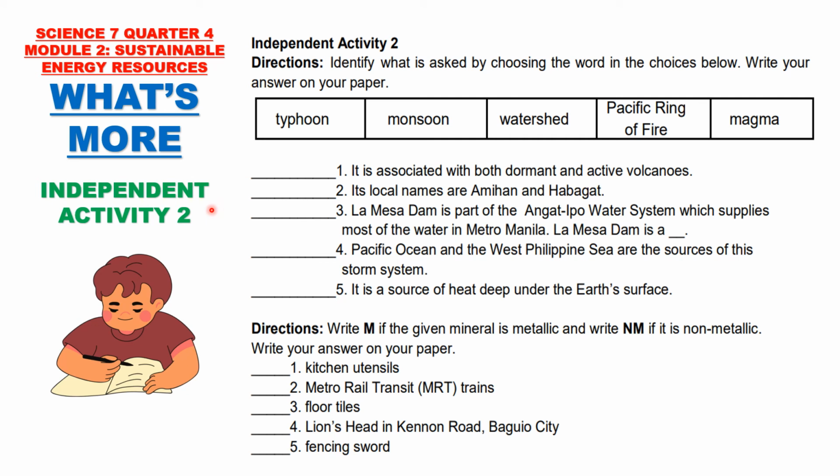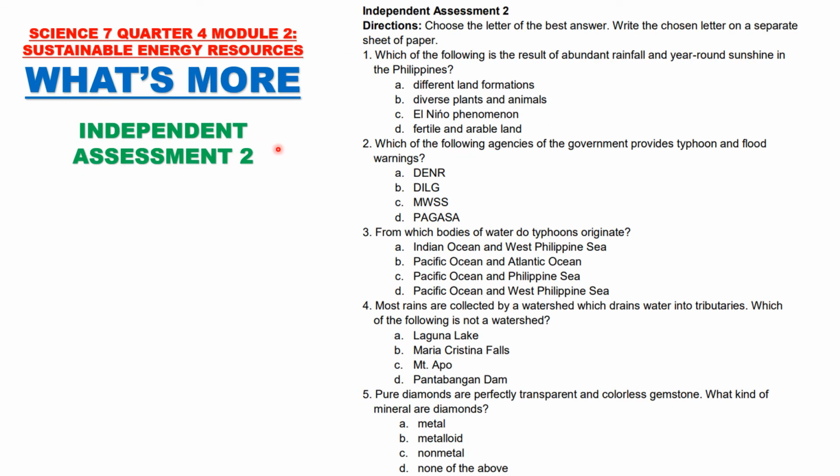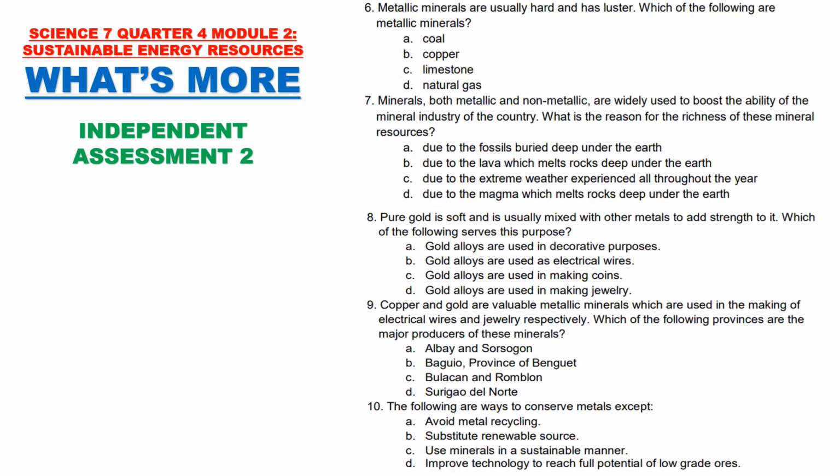Independent Activity 2. Identify what is asked by choosing the word in the choices below. So the choices are typhoon, monsoon, watershed, Pacific Ring of Fire, and magma. Next, write M if the given mineral is metallic and write NM if it is non-metallic. Independent Assessment 2. Choose the letter of the best answer. So here are the questions and the choices for number 1 to 5. Here are the questions and the choices for number 6 up to number 10.